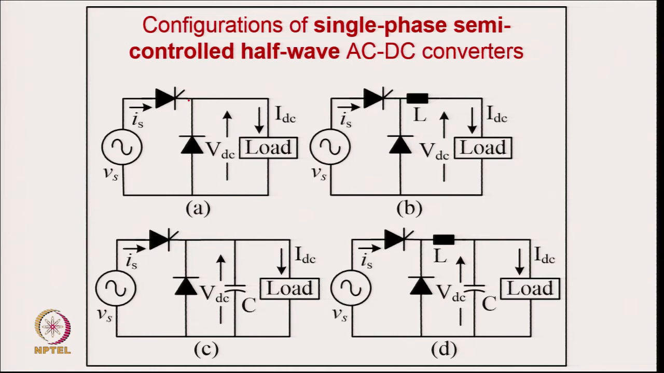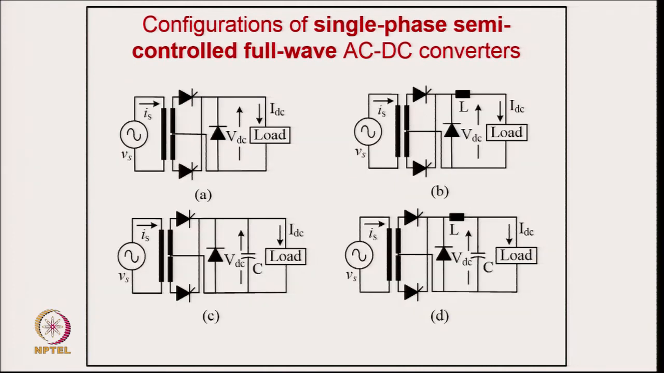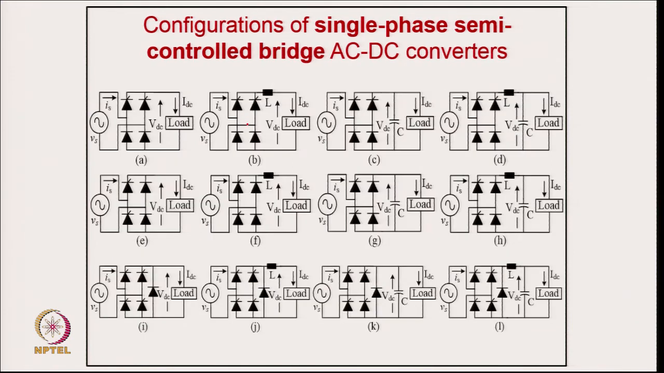When the thyristor conducts, you have energy. After that, if you have an inductive load, you have a freewheeling action. Here you provide an inductive filter, or you have a capacitive one, or you have an LC filter. So this is what we call the semi controlled half wave converter, and this is the full wave semi controlled converter. Freewheeling is provided by this in different circuits, and then you have a bridge configuration with different kinds of filters.